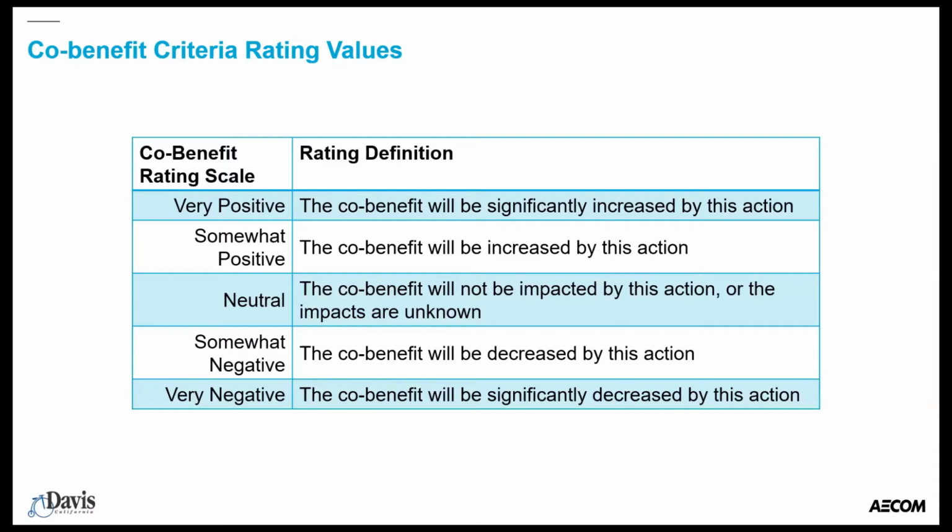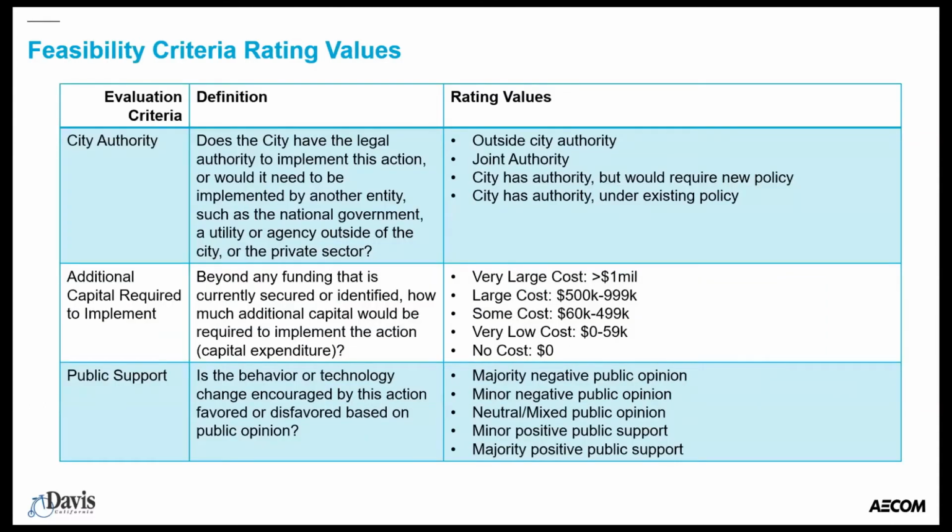Next slide, please. And then for feasibility criteria, by their nature, the feasibility criteria rating scales were all customized to each of those individual criteria. So in the table here, for city authority, for example, the rating scale considers how easy or hard it is to implement an action. Maybe an action is included under an existing policy, or it could be included if a new policy is adopted. Maybe the action is outside of the city's authority because it rests with the state or the federal government. As with the co-benefits, we again established feasibility rating rules to provide consistency.